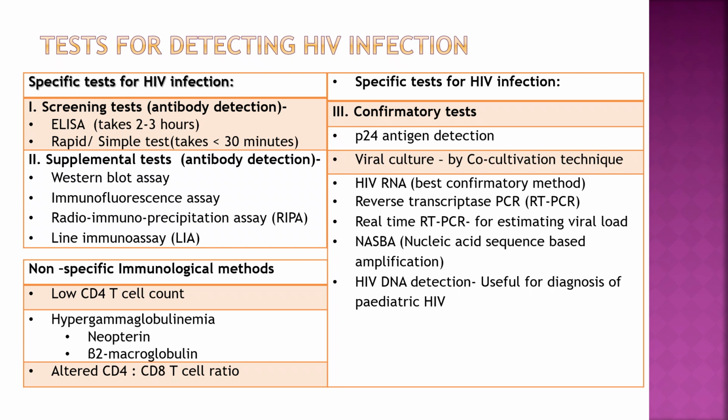Supplemental test, antibody detection: Western blot assay, immunofluorescence assay, radioimmunoprecipitation assay, and line immunoassay. Confirmatory test: P24 antigen detection, viral culture, co-cultivation technique. HIV RNA based confirmatory method: reverse transcriptase PCR, RT-PCR, real-time RT-PCR for estimating viral load. NASBA, nucleic acid sequence based amplification. HIV DNA detection in pediatric HIV. Non-specific immunological methods are low CD4 T cell count, hypergammaglobulinemia, neopterin and beta-2 microglobulin, altered CD4 CD8 T cell ratio.